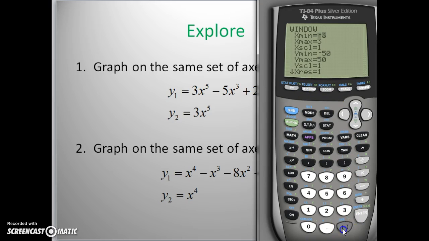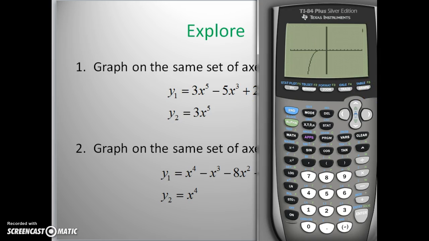The x min and max, I'm going to go from -10 to 10. And the y min and max, again, I'm going to adjust drastically here. So we're going -10,000 to +10,000. Just count my zeros here. Yeah. All right, so let's go ahead and graph.